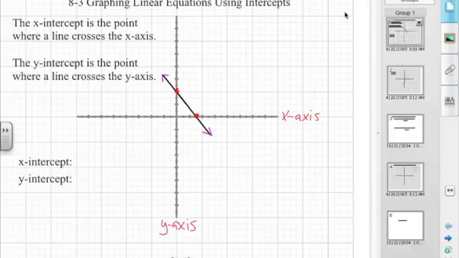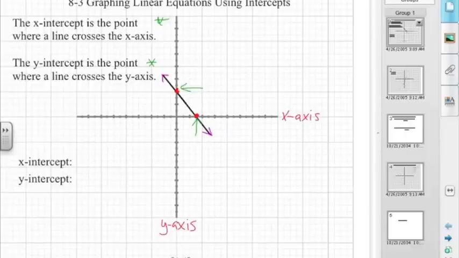And the intercepts are simply where the line crosses the x and y axis. The x-intercept is the point where the line crosses the x-axis. That would be this point right there, the x-intercept, where it crosses the x-axis. And the y-intercept is the point where a line crosses the y-axis. This would be the y-intercept. And we're interested in the point where they cross those two axes.